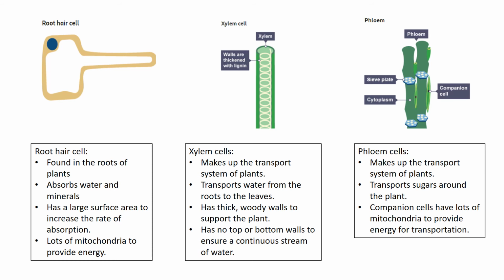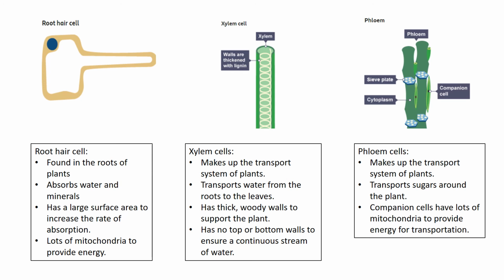Now remember, mitochondria is where respiration happens, where energy is released from glucose. The root hair cell needs this energy for active transport. Our second cell is the xylem cell, which makes up the vascular system of the plants, or its transport system. It transports water from the roots to the leaves in a process called transpiration. So water is absorbed into the roots, it travels up the xylem, and then it evaporates out of stomata in the leaves.